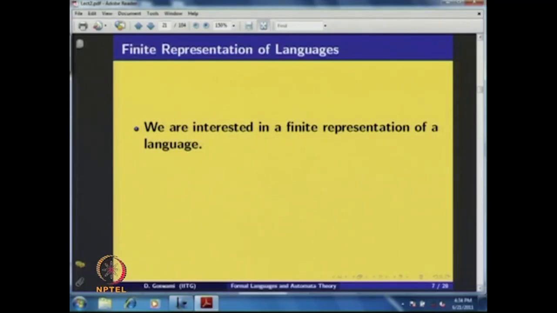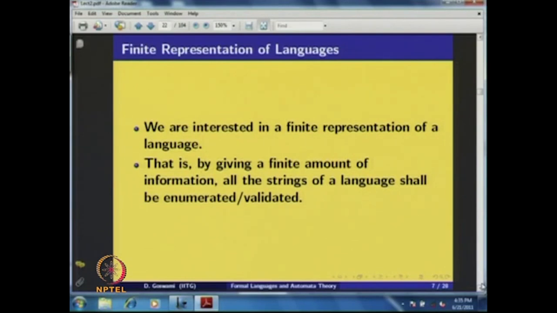Now, we will see how languages can be represented using finite information, that means finite representation of languages. We are mainly interested in a finite representation of a language. If a person is proficient in a particular language, it does not mean that he should reproduce all the sentences of the language. Basically, what we expect is that using a finite amount of information, one should be able to validate or construct different strings in the language. That means, by giving a finite amount of information, all the strings of a language shall be enumerated or validated. For example, the compiler can validate any program, which is nothing but a string from the programming language, using only finitely many instructions incorporated in it.